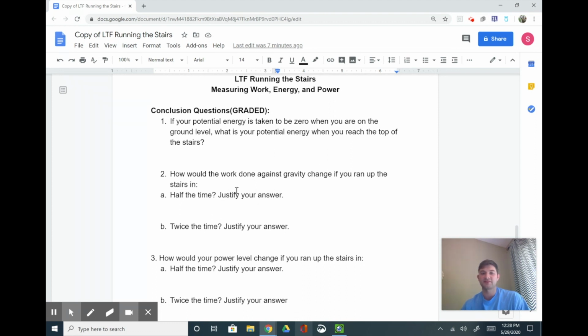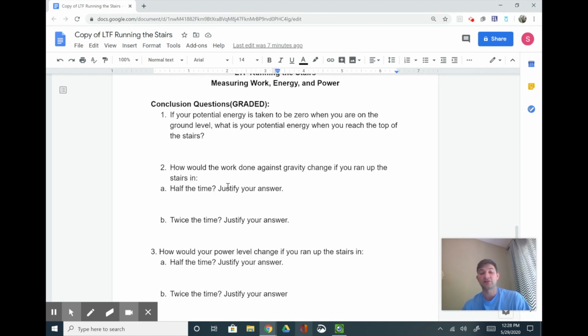So again, for number 2, for instance, how would the work done against gravity change if you ran up the stairs in half the time? Well, you could actually get your students to show it. I'm not asking for required calculations here, but they could calculate it, and they could actually see, oh, that was what would happen if we ran up in half the time, or twice the time, twice the value, and work it out. And again, they're justifying their answer here. And this is very good verbiage right here too, because in the ACAP, there's a lot of justifying.